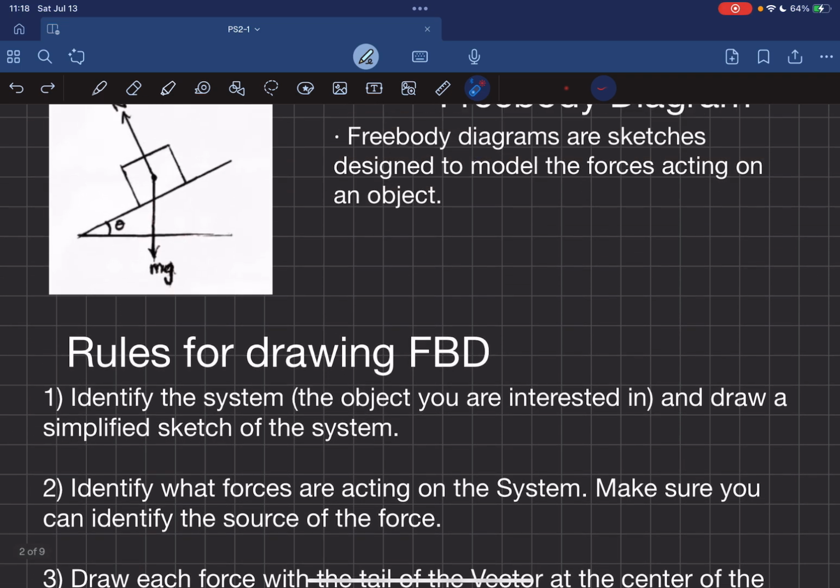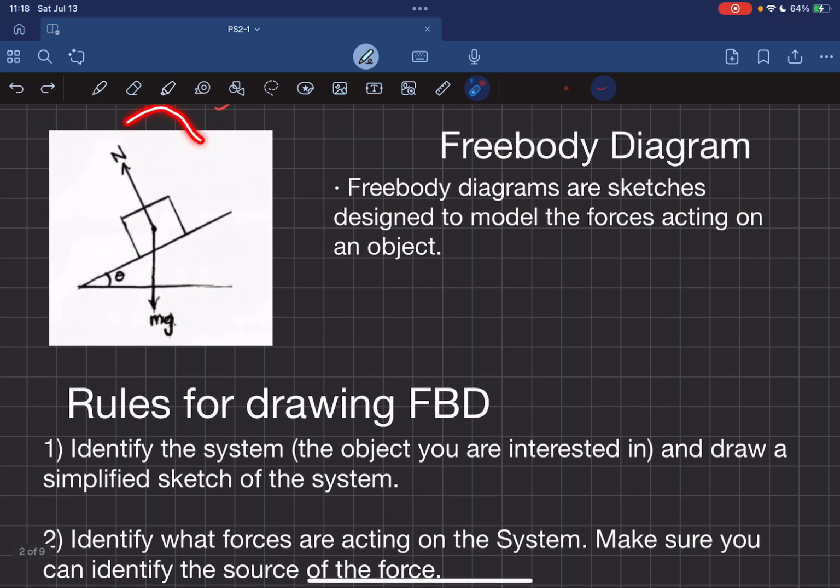If we go back up to this diagram right here, we notice we drew the box, which is the object we're interested in, and we also drew the slope because it's relevant to this problem, because the slope is touching the box and is causing the force. Now notice, we're not including any forces acting on the slope. We don't care about that, because what we care about is the motion of the box, not the slope.